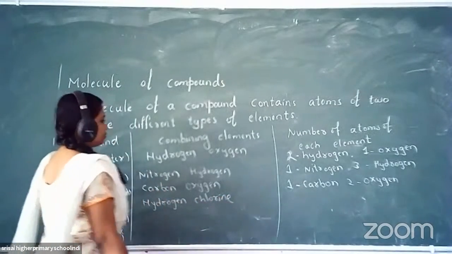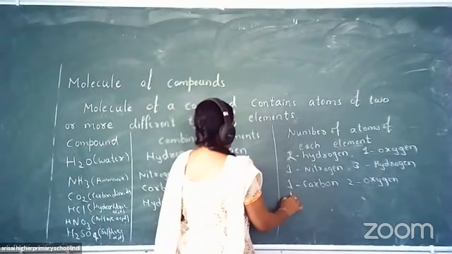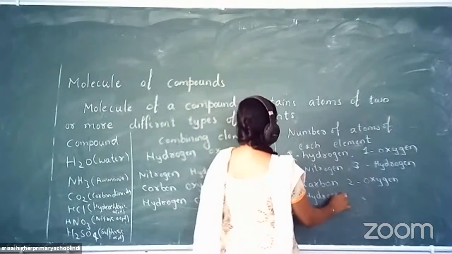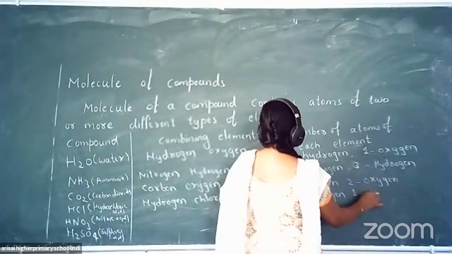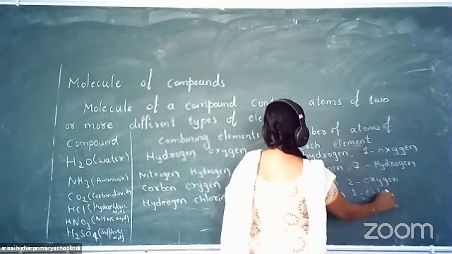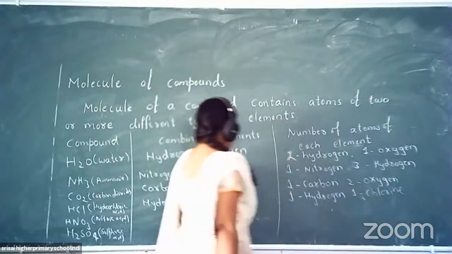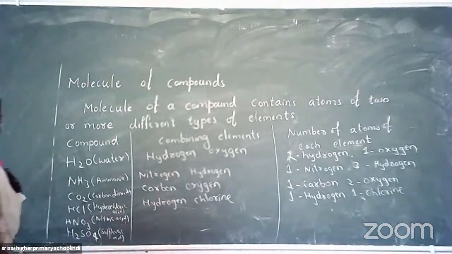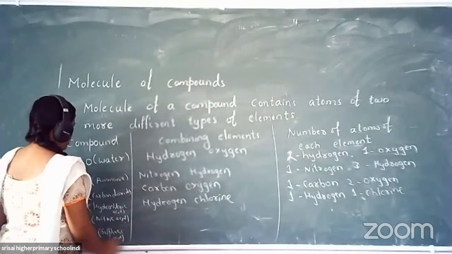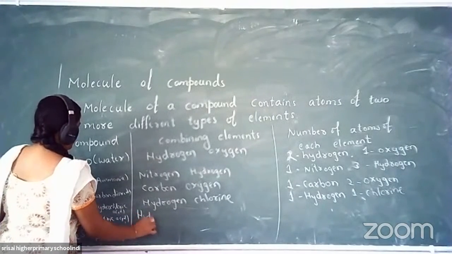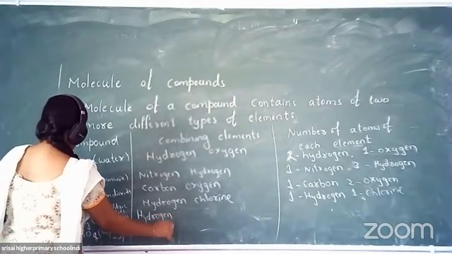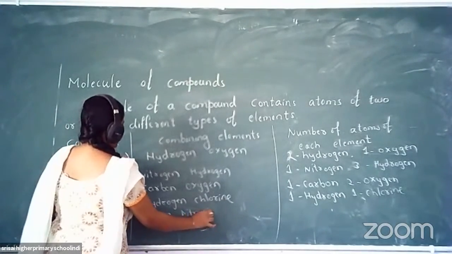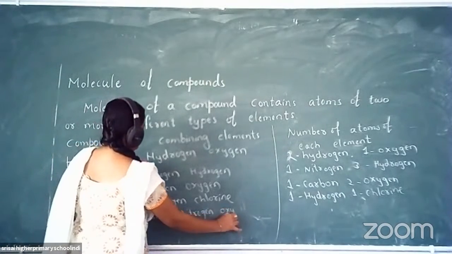So here, one hydrogen and one chlorine. One hydrogen atom and one chlorine atom we can find in this. Next one is HNO3. HNO3 means nitric acid. Here three elements are there: hydrogen, nitrogen, and oxygen.